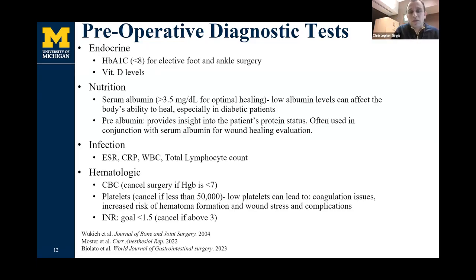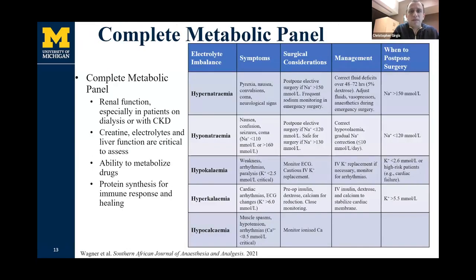And if it's less than 50,000, we're going to consider canceling the surgery while we optimize them from that perspective. And then the INR of less than 1.5, that's typically what the goal is when we're taking them for surgery, because if not, we're going to run the risk of bleeding complications. And so the recommendation typically is to cancel if it's above 3.